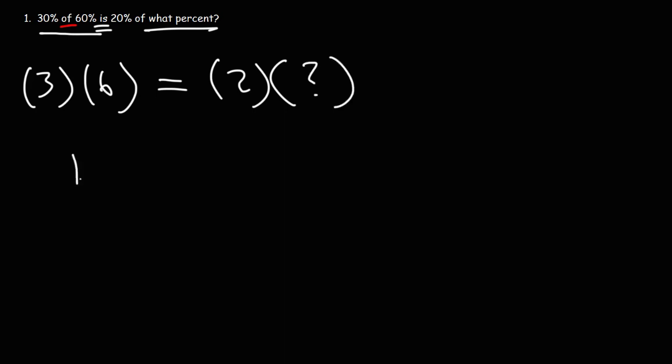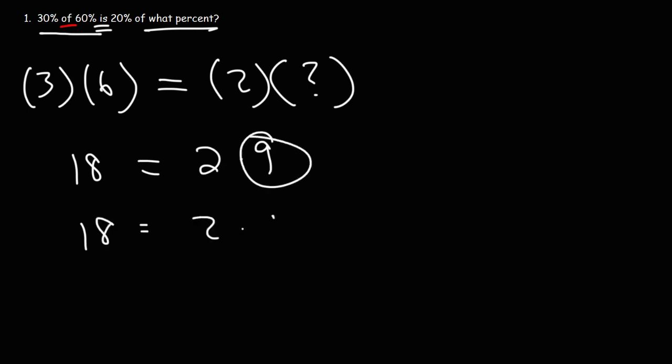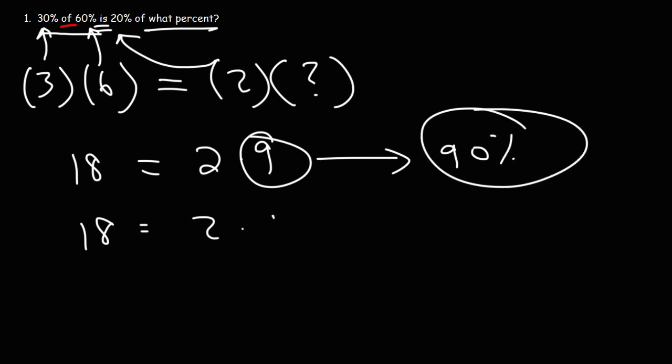3 times 6 is 18. 2 times what number is 18? Well, we know that 2 times 9 is 18. So this is going to be our answer, 90%. If 3 corresponds to 30%, and 6 corresponds to 60%, and 2 corresponds to 20%, 9 must correspond to 90%. So that's a shortcut way to solve a problem like this mentally.